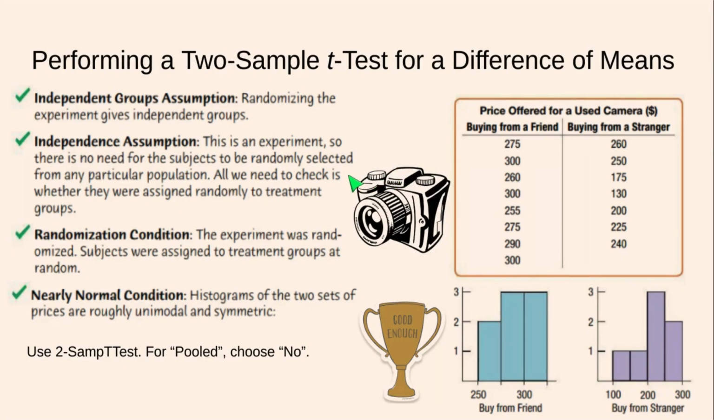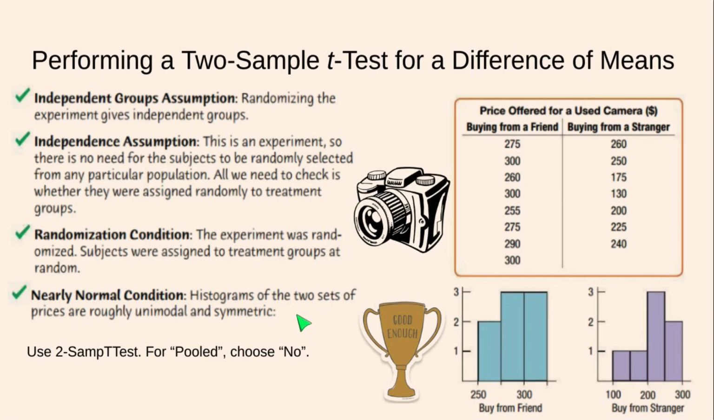So independence within groups, that independence assumption is the second one here. And that is not a huge deal since this is an experiment. What matters is that people were sorted into these two groups at random. We don't need to randomly select from the population. So, randomization condition: the experiment was randomized. Subjects were assigned to groups at random. So basically the same idea as the independent groups assumption applies to the randomization condition.